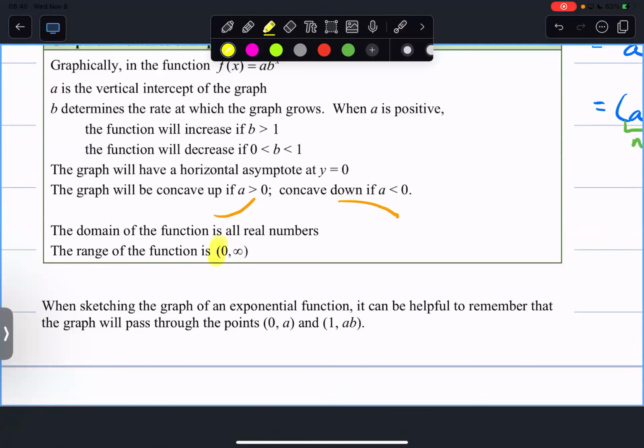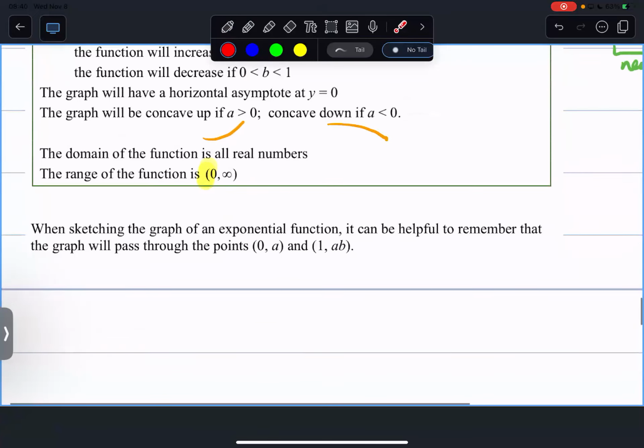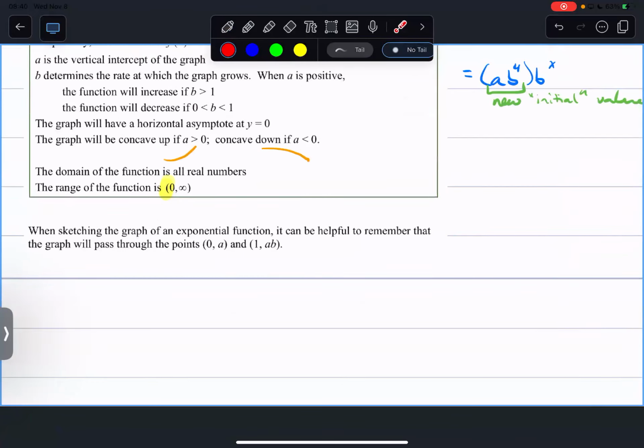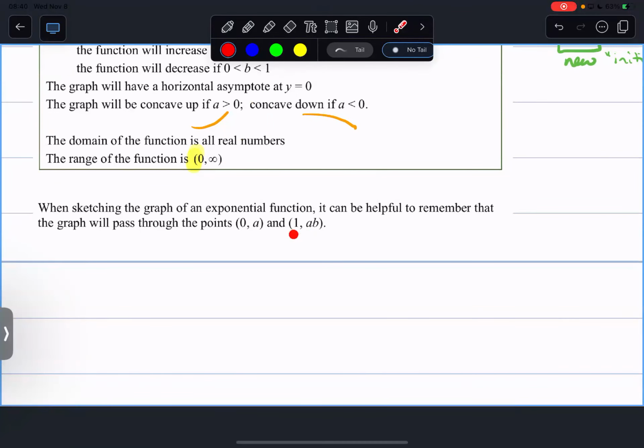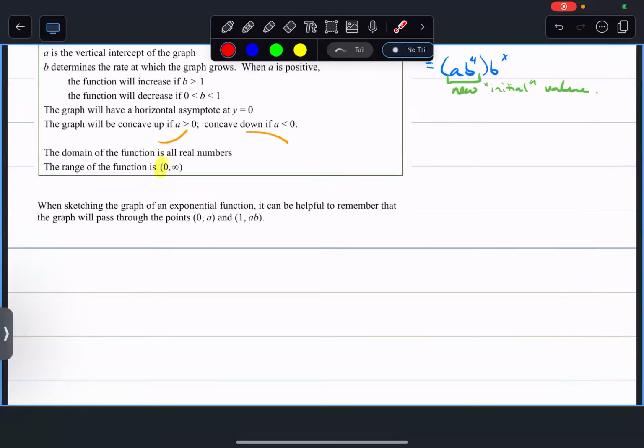How do I, right? Not including the endpoint, zero. One useful thing is, let me zoom in here. The graph is going to pass through the point (0, a). We already established that. But it's also going to pass through (1, ab). That's interesting, I think. And so a times b is your y value when x is 1.